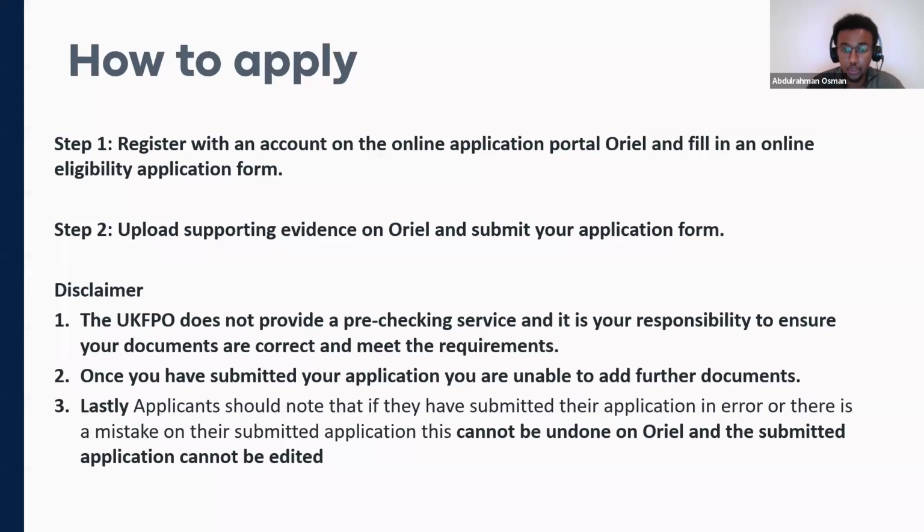Just a few disclaimers from the UK FBO. This happens in July, and they don't provide any pre-checking service. So if you, for example, have a document that you think is your primary medical qualification, but it's not exactly what they want, there's no way for you to have that verified by them to make sure that you're providing the right document. So you just have to really look into everything to make sure that everything you're sending is right and what they want, because they'll only either accept or decline it. And that will only happen at the eligibility stage once you've submitted. Once you've submitted, you can't add any further documents, and none of this can be undone or edited.